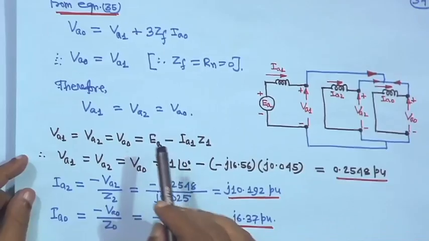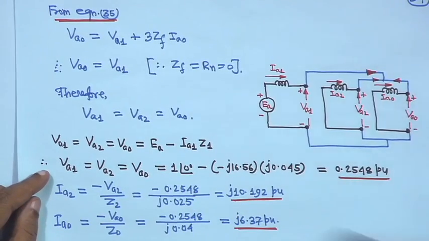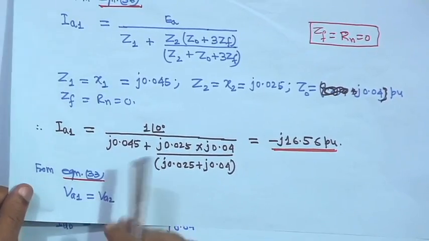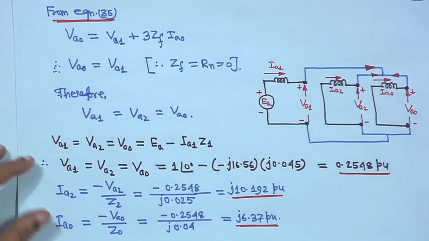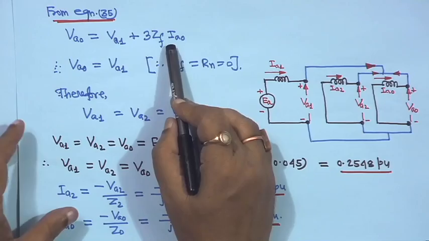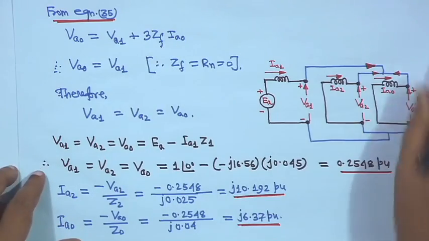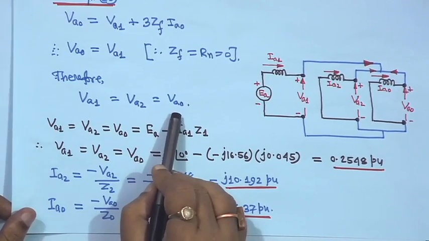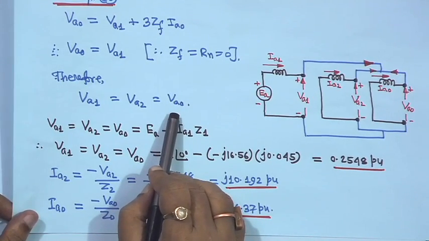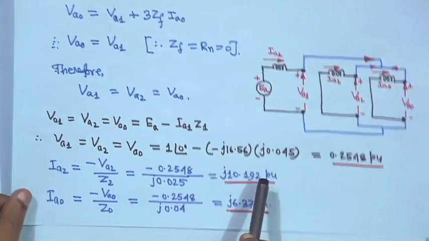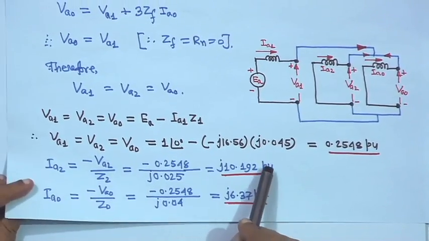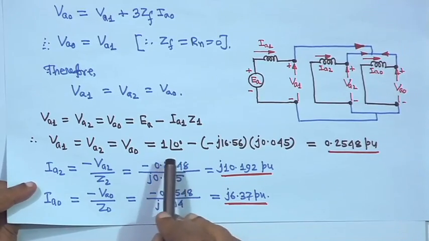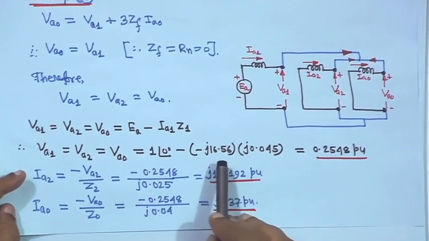That means, V A 1 is equal to V A 2 from equation 33, and from equation 35, as fault impedance is 0, V A 0 is equal to V A 1. Therefore, V A 1 is equal to V A 2 is equal to V A 0, they are same. This suggests what? It suggests a parallel connection anyway. So, that means V A 1 is equal to V A 2 is equal to V A 0.